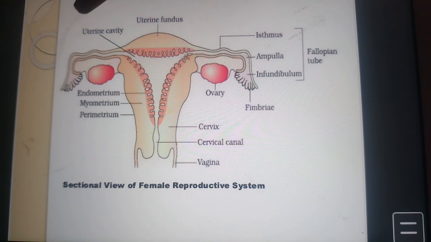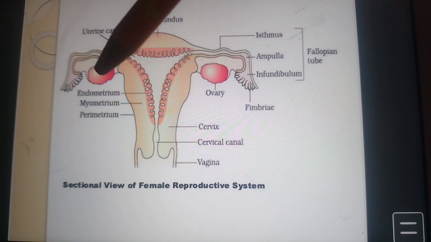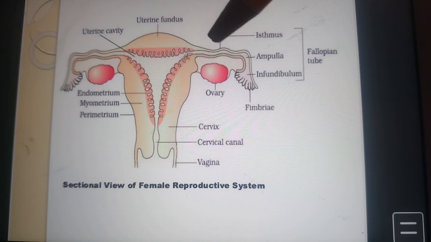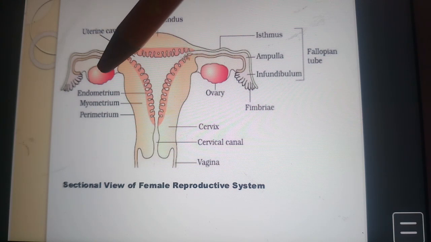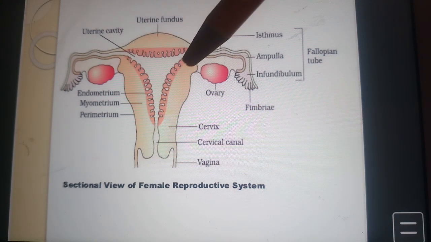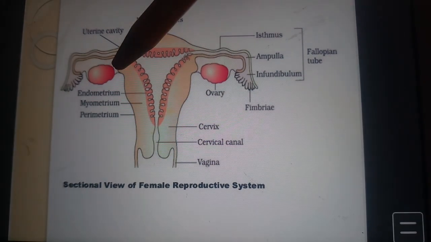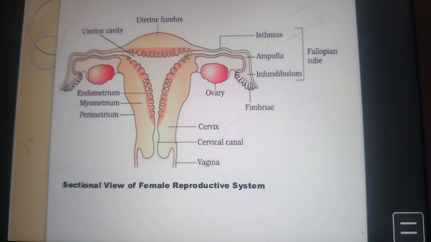Each ovary is located on each side of the lower abdomen. Each ovary is about 2 to 4 centimeters in length and is connected to the pelvic wall and the uterus by ligaments. Can you see the short ligaments?